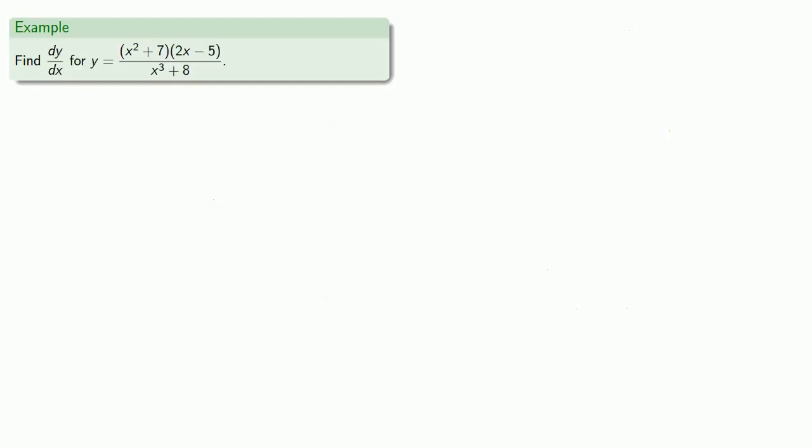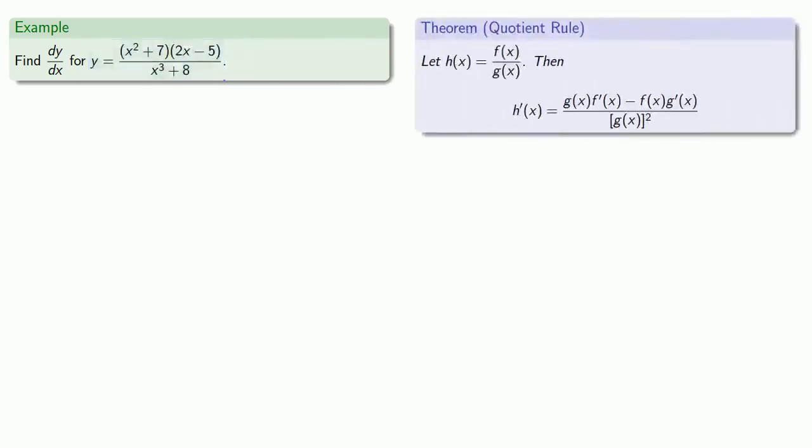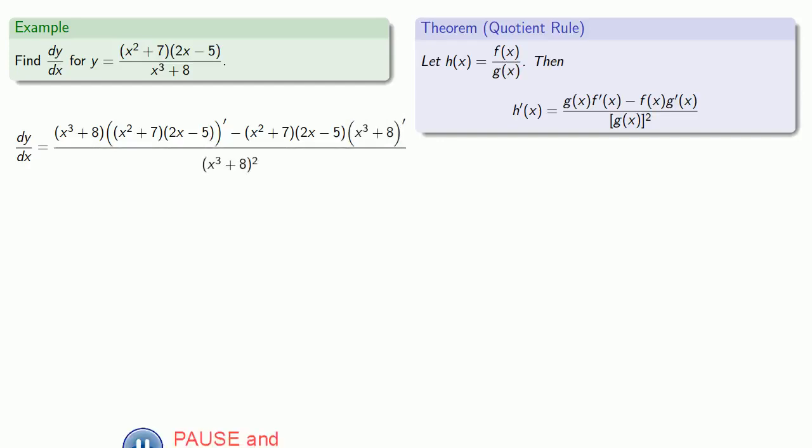Or let's try a more complicated function. So again, the last thing that we do is the type of function we're dealing with. So here, if we take a look at this, this is a quotient. And so we can find the derivative of a quotient: denominator times derivative of numerator, minus numerator times derivative of denominator, all over denominator squared.